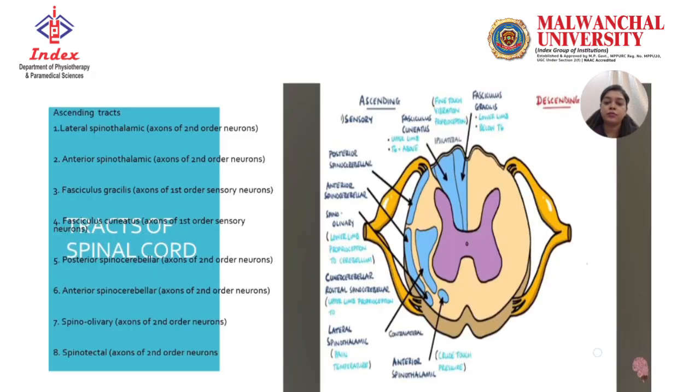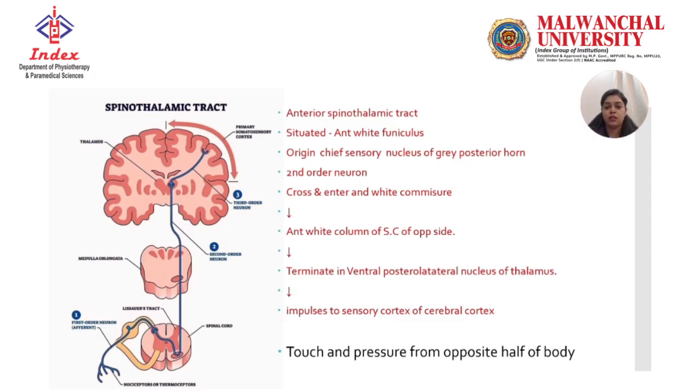Now if we talk about the anterior spinothalamic tracts, it is situated at the anterior white funiculus and its origin is from the chief sensory nucleus of the gray posterior horn, and then the second order neuron crosses and enters the white commissure, and then it goes to the anterior white column of the spinal cord of the opposite side, as you can see in the diagram.